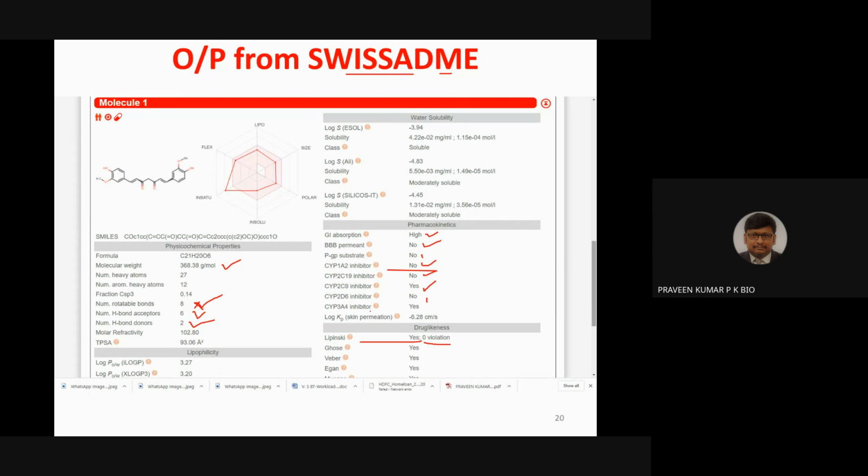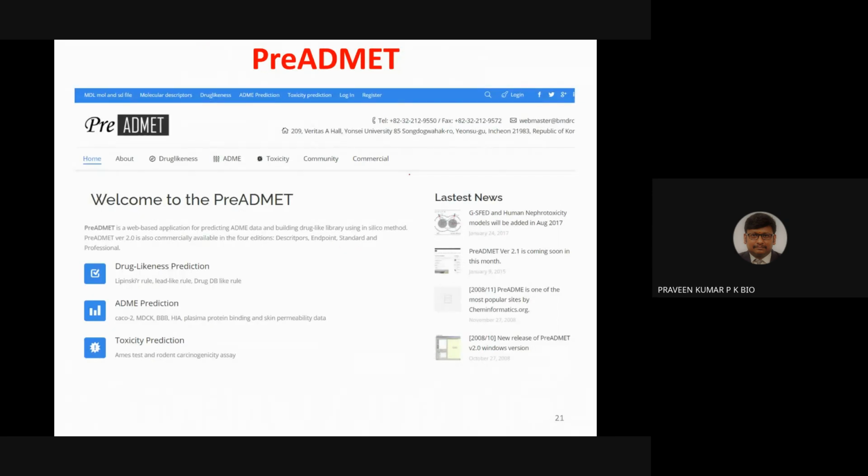Okay, and excretion. The excess drug is going to be eliminated in the form of urine or even sweat. For skin permeation, you got about minus 6.28 centimeter per second. So these are some of the desired properties we expect from a compound for treatment of any specific disease. So this is one more tool, called PreADMET, to predict drug likeness and ADME properties. And if you want to predict the toxicity of a drug, one can go with toxicity prediction from PreADMET.